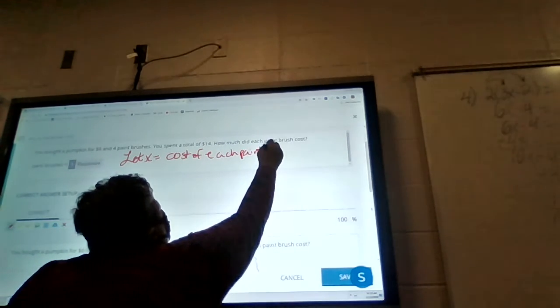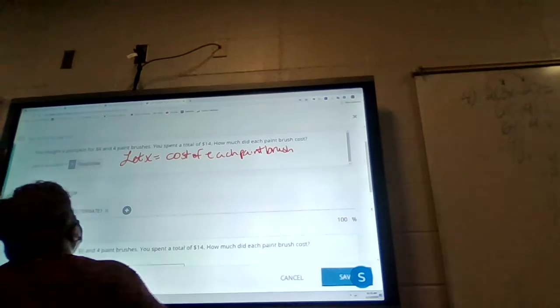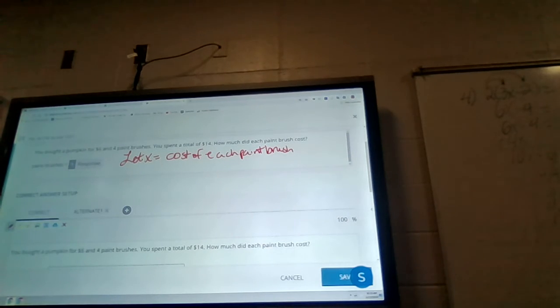X is like your favorite variable. That's why around 6th grade we stopped using it for multiplication, because it's when you get into the algebra stuff.